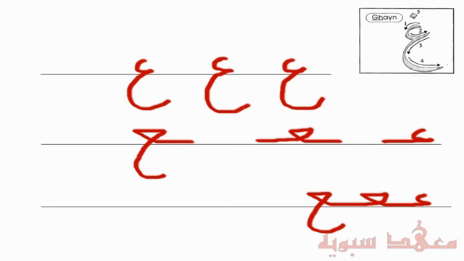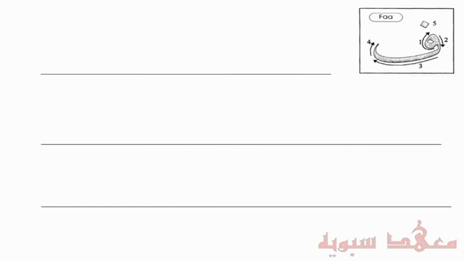Next letter is the ghain. It's exactly the same as the ain, except for the dot. So once again, we'll dot them all. And that's the ghain.